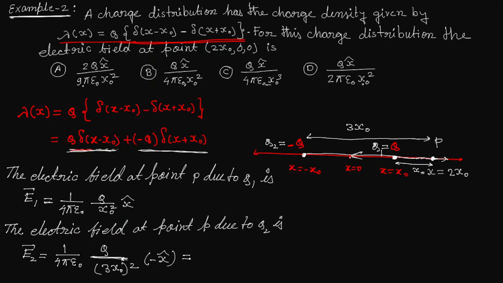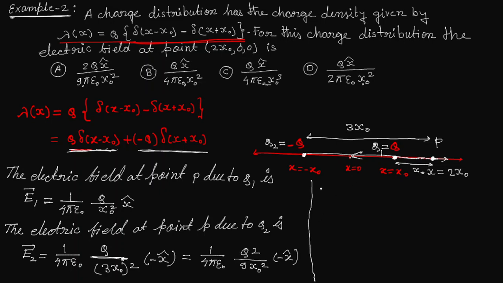Okay, minus x cap direction. So if you simplify this, what will we get? We'll get 1 by 4 pi epsilon naught, q square divided by 9 x naught square, into minus x cap. So this will be the electric field at point P due to the individual charge.